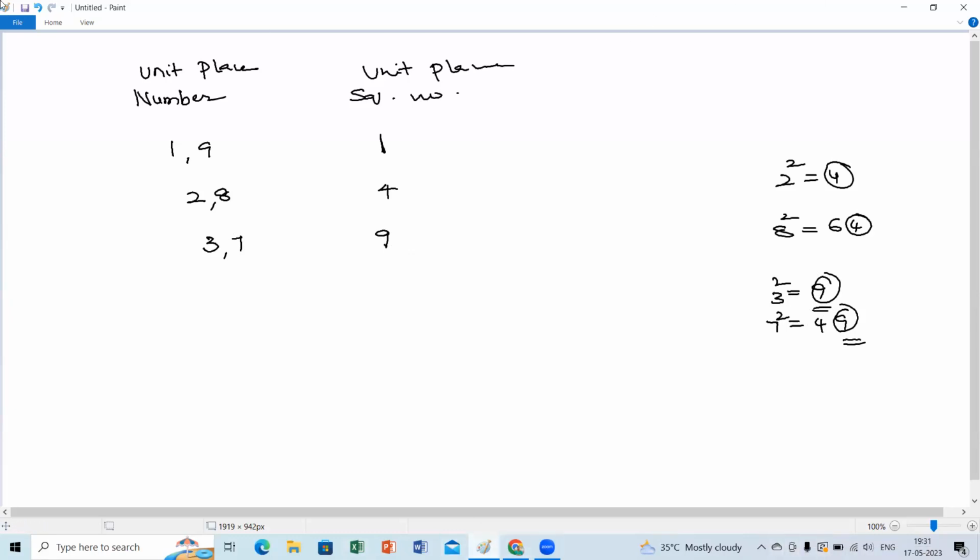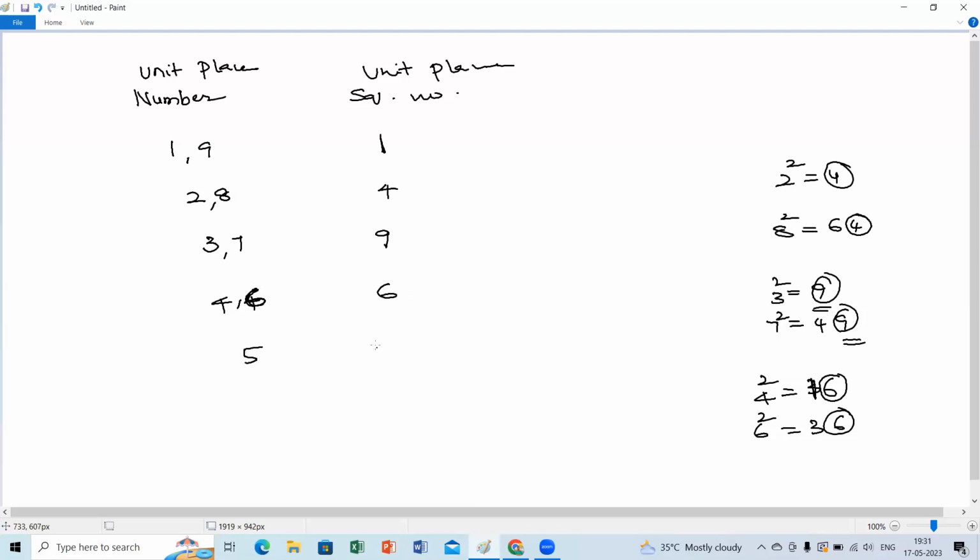Same way for 5, it is as it is, children. 4 and 6: 4 square means 16, and 6 square means 36. What are the units places here? 6. So for 4 and 6, the units place of a square number is always 6.